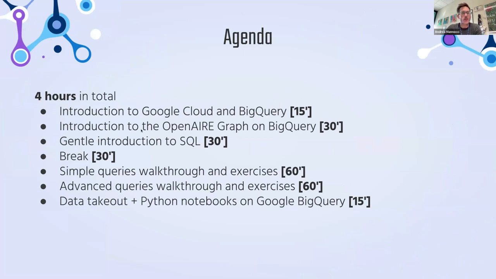There will be an introduction and recap on what the OpenAIRE Graph is, and why we think that moving towards BigQuery is a must do. Then it will follow a gentle introduction on SQL. This is why we tried not to be too technical from the start, so proficiency with SQL wasn't a hard requirement for this training, but this is why we want to go on a brief overview of that.